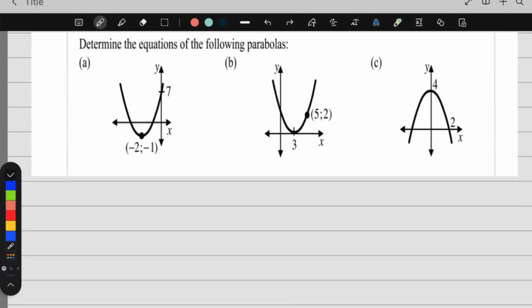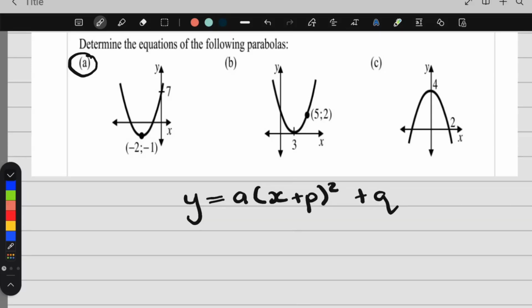Grade 11s, today we are finding the equation of a parabola when the turning point is given. So let's look at number A. Our turning point that's given is (-2, -1). So step number 1, when the turning point is given, is we write our standard form down.